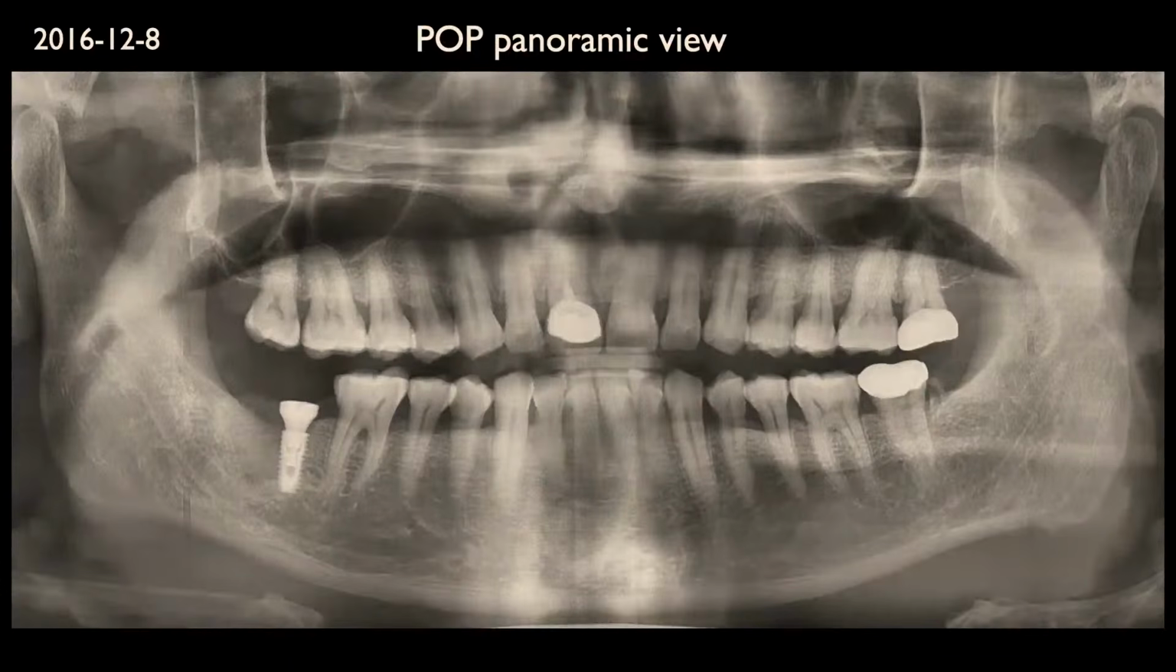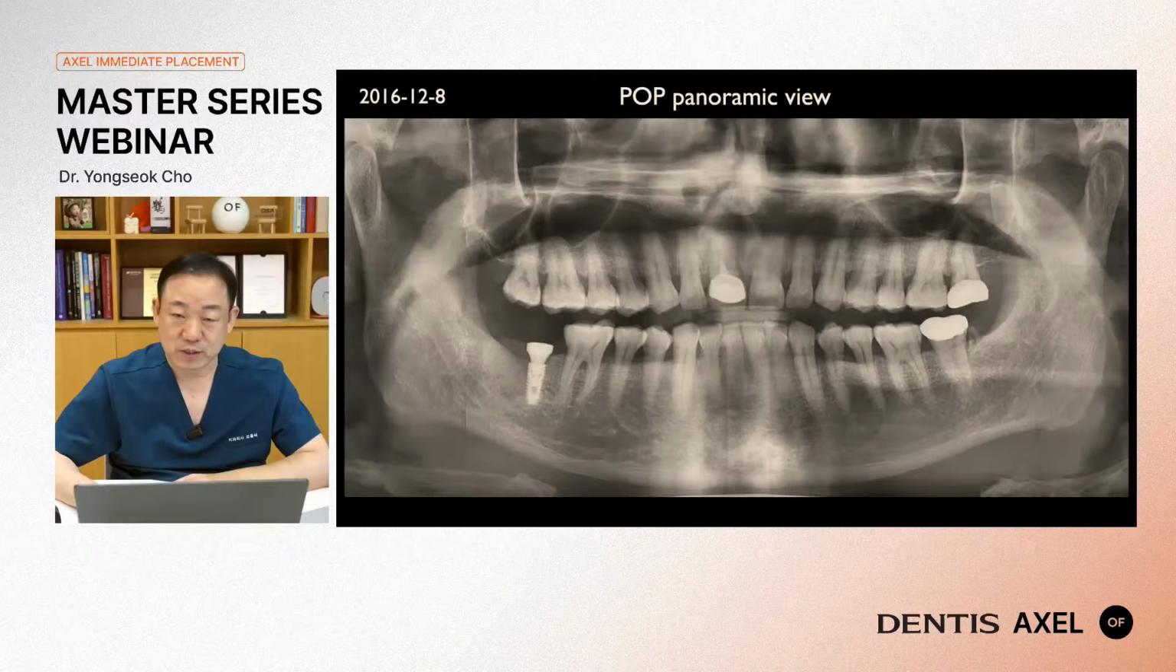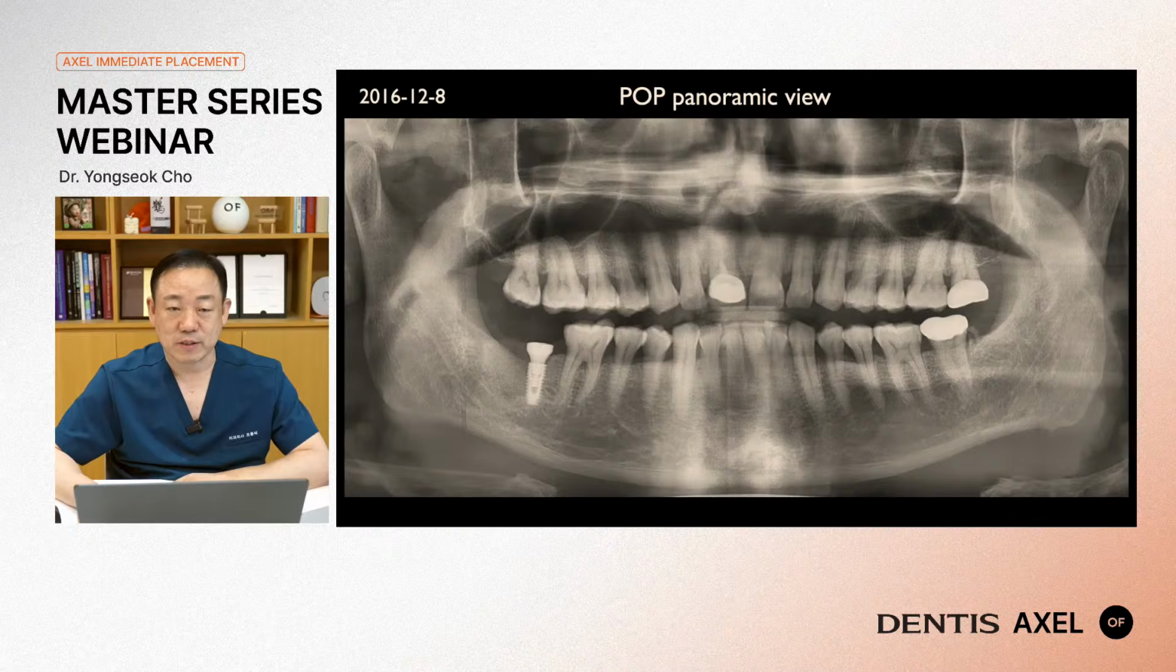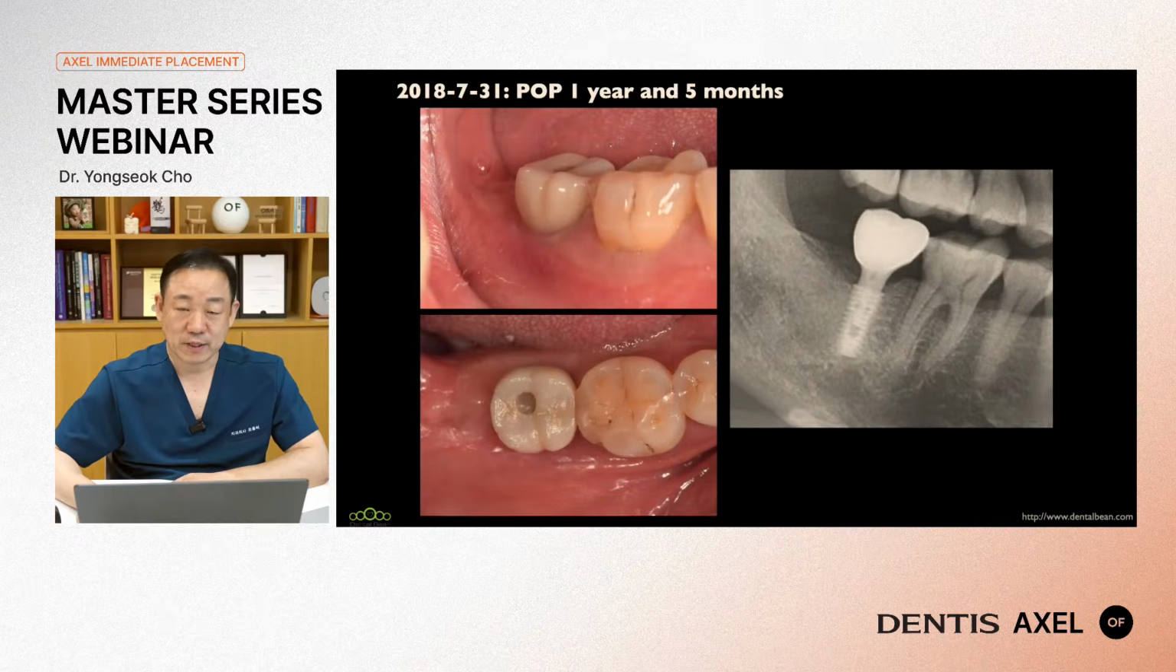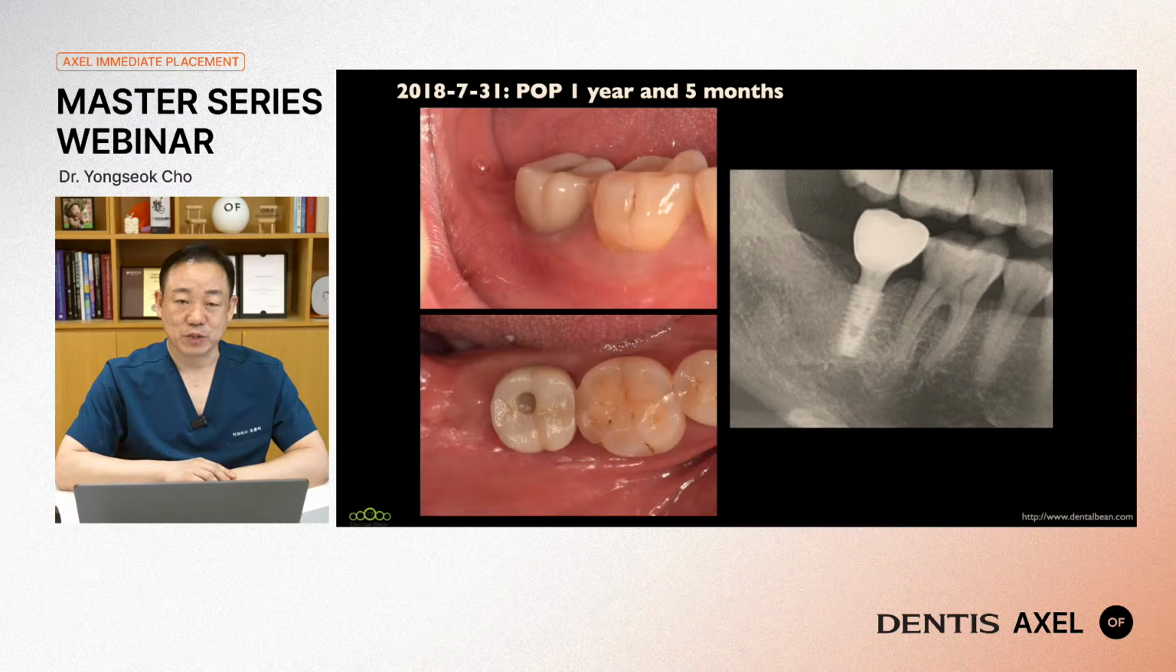Okay, this is the panoramic image, and the implant is well placed. I like the position, the path angulation, and the depth of this implant. Here, 3 months and 3 weeks after the operation, I finished the restoration, and the follow-up is 1 year and 5 months after the implant installation. Look at the nice soft tissue condition and the bone remodeling around the implant.